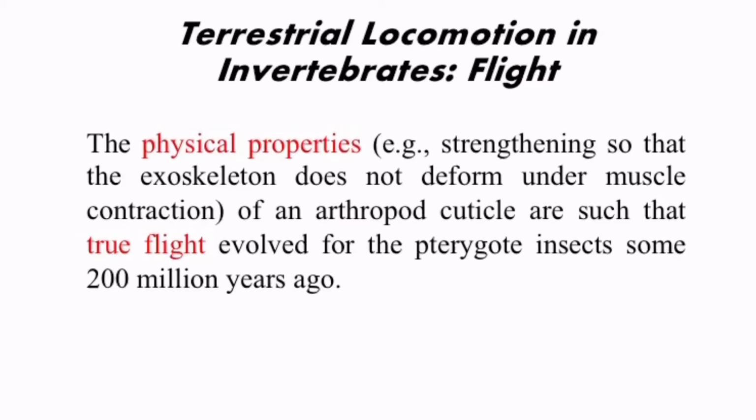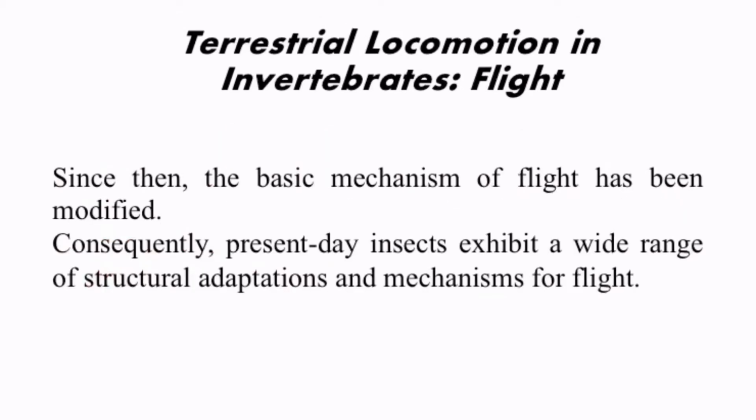Topic of today's lecture is terrestrial locomotion in invertebrates, that is flight. The physical properties of an arthropod cuticle, like the strengthening of the exoskeleton so that the exoskeleton doesn't deform under muscle contraction, is an important feature, as a result of which true flight evolved for the pterygote insect some 200 million years ago. Since then, the basic mechanism of flight has been modified. Consequently, present day insects exhibit a wide range of structural adaptations and mechanisms for flight.